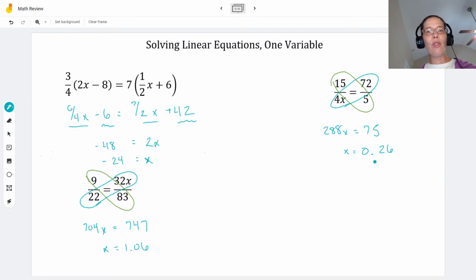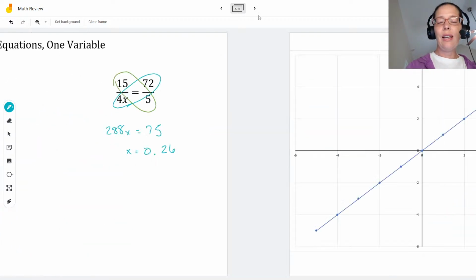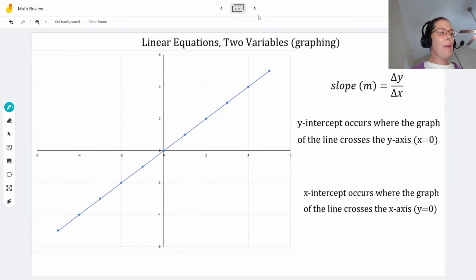Okay, so those are our easy solving linear equations. One variable. Let's make sure there are no questions. There are no questions. That's fantastic. I didn't expect too many questions on that.